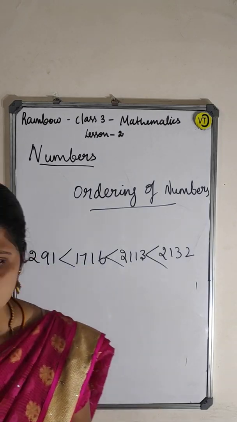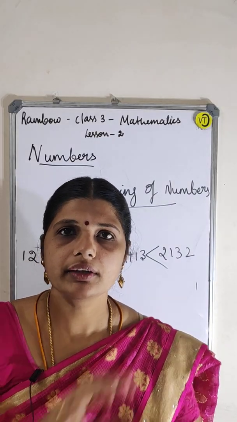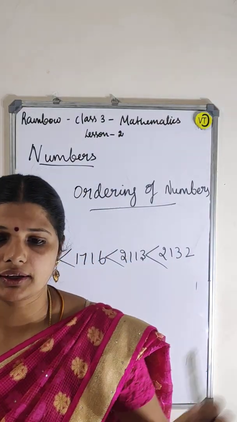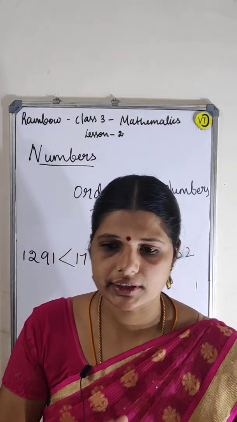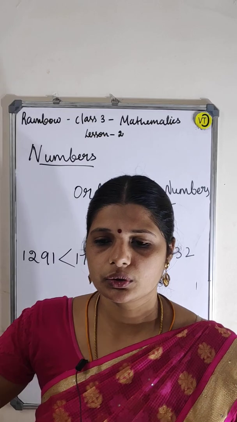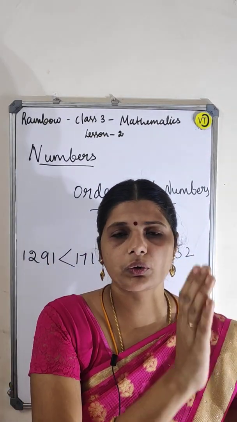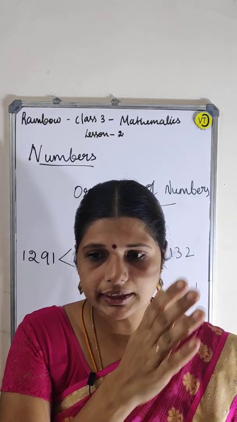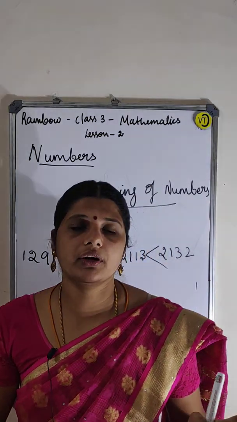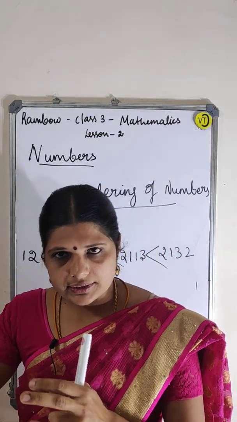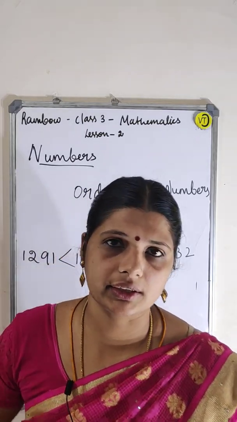Okay. Descending order means what? From the bigger number to the smaller number, like 2146, 2132, 2113. So 2146 is greater than 2132. Okay, and it is greater than 2113. It will be like that.